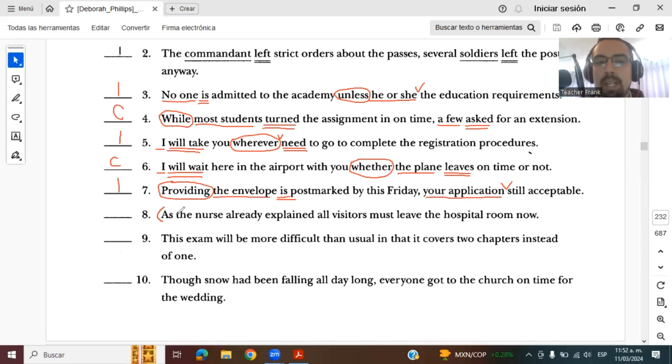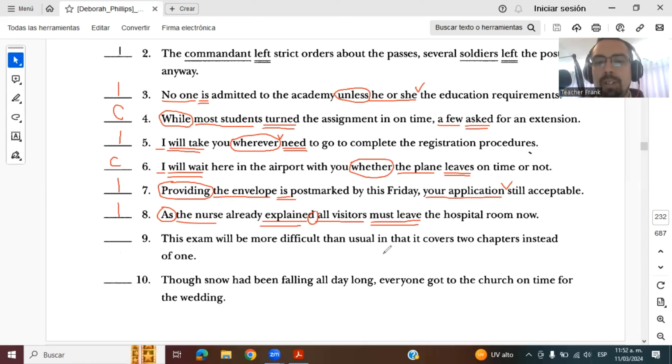Yes. Number 8, as the nurse already explained, all visitors must leave the hospital room now. As is my connector. The nurse is the subject of explained, right? She explained or the nurse explained. As the nurse already explained, yes. And then we have must leave as the second verb, right? Who or what must leave? All visitors. So it appears to be correct, but what's the problem? Exactly. There is no comma, right? It's going to be incorrect because we have a missing comma. Yeah, just because of one little detail.